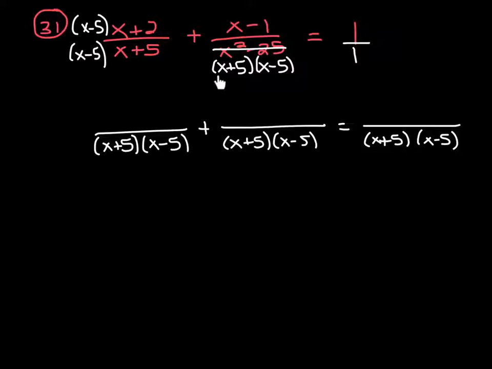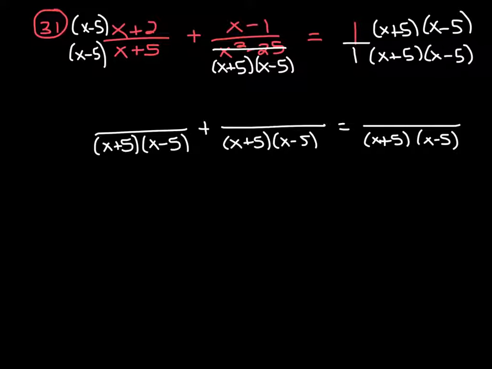Our second fraction already has the x plus 5 times x minus 5 that the common denominator has, so we can just leave this numerator alone. And in this last fraction, it's missing the x plus 5 and the x minus 5, so let's include the x plus 5 and the x minus 5 in the denominator, and that means we also have to put it up here in the numerator as well.